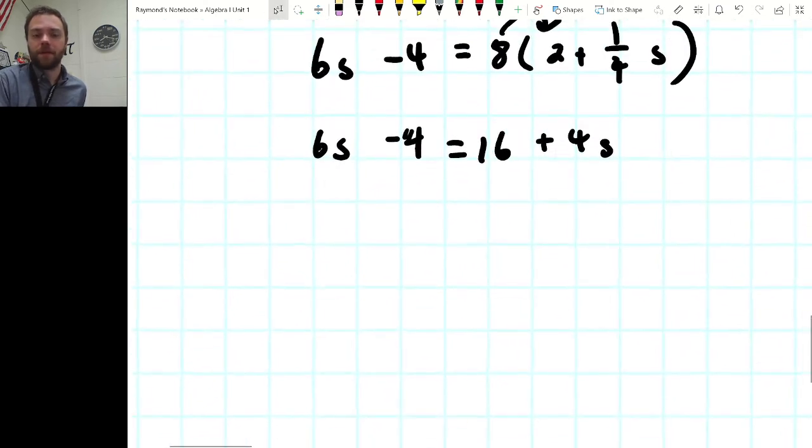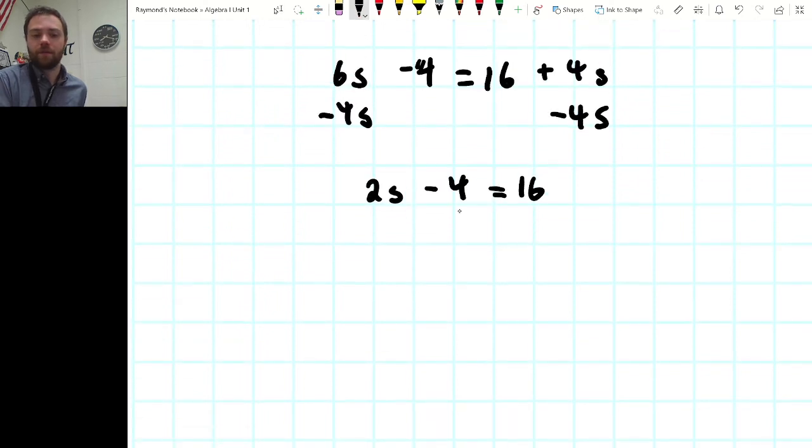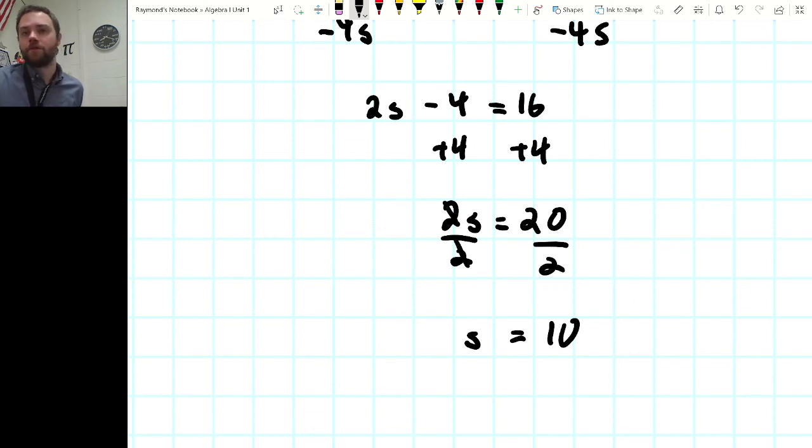So what I want to do is get all the variable terms to the other side. So I'm going to subtract 4s from both sides of the equation. And 6s minus 4s is going to be 2s minus 4 equals 16. So then I can add 4 to both sides. And I get 2s equals 20. And then I can just divide both sides by 2. That gets rid of that multiplication of 2. 2 divided by 2 is 1, so that's 1s. And then I'm left with 10. And that's really all they're asking you to do when you're solving these equations.